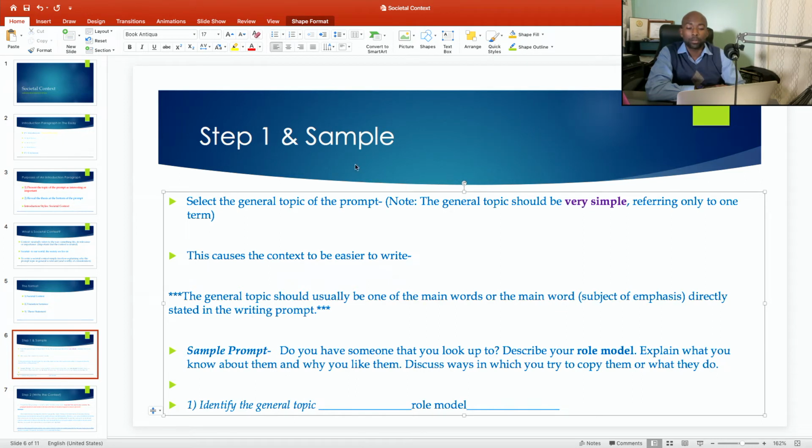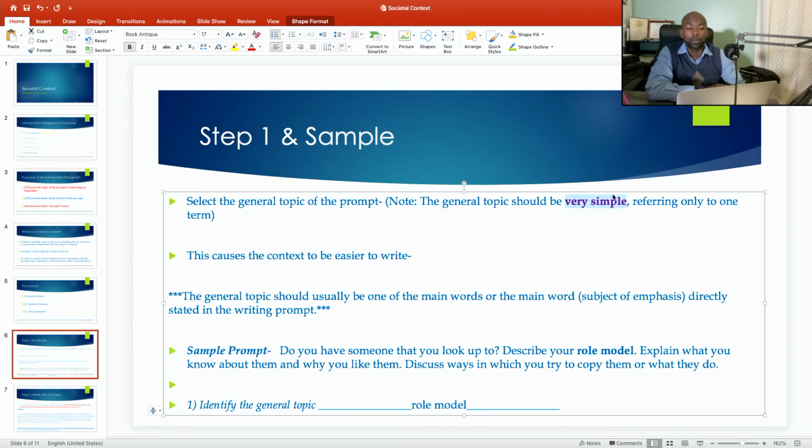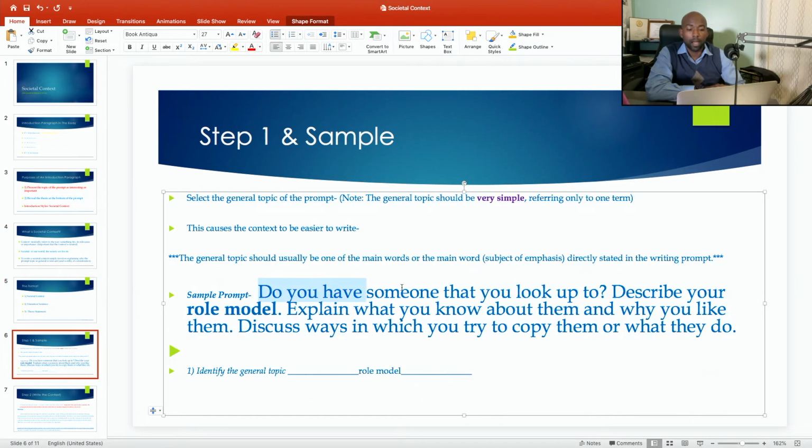And so the first step to do is to decide on the general topic of the prompt. It should be something very, very simple. So we look at a sample prompt right here. I'm just going to blow it up a little bit. It says, do you have someone that you look up to? Describe your role model. Explain what you know about them and why you like them. Discuss ways in which you try to copy them or what they do. So this is a good personal expository writing assignment, right?